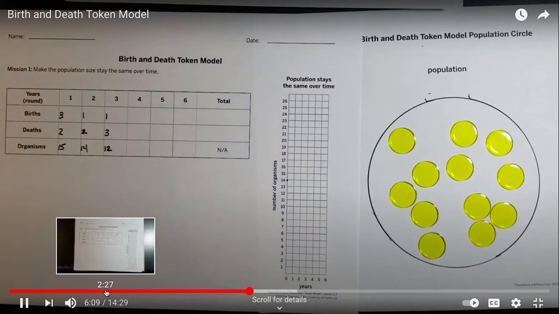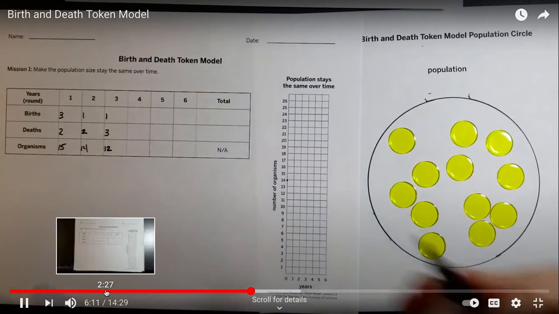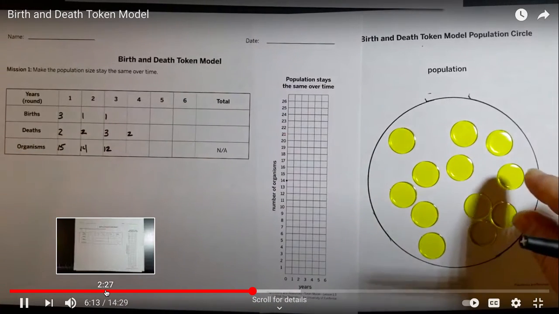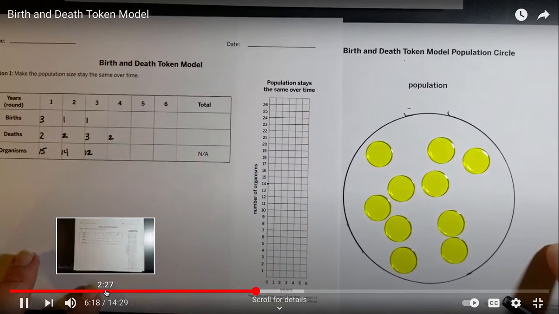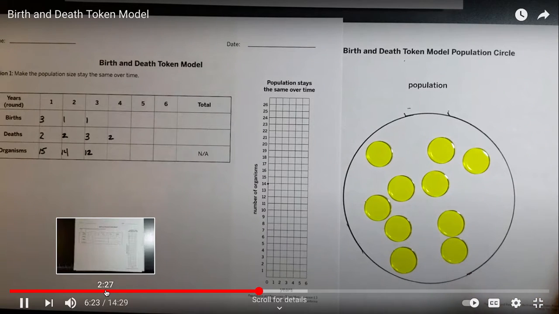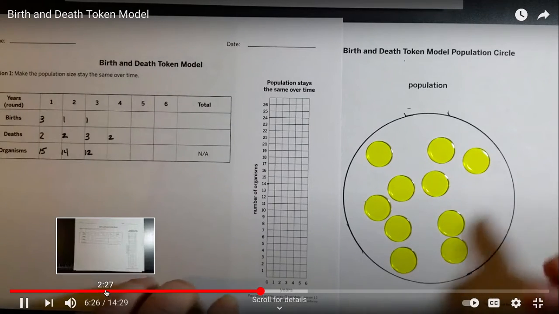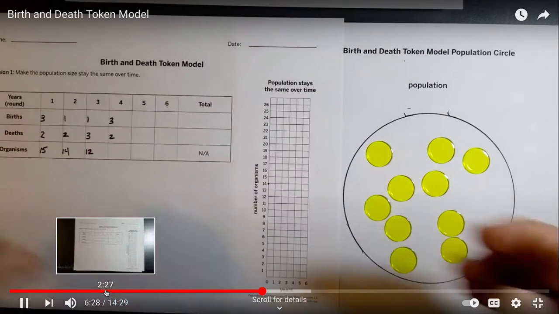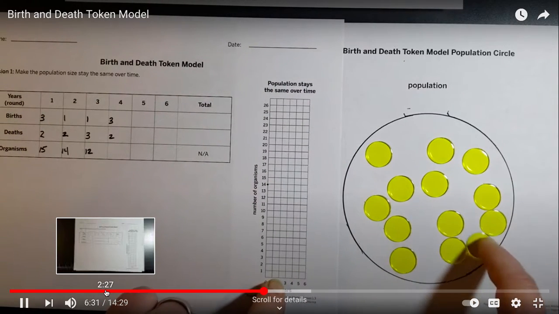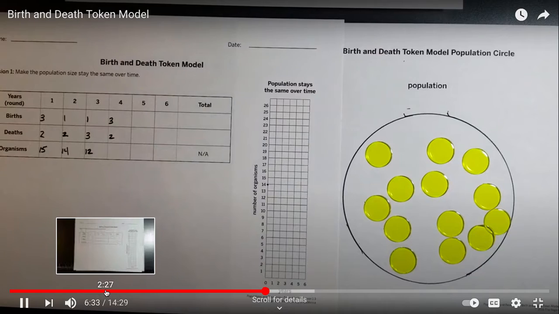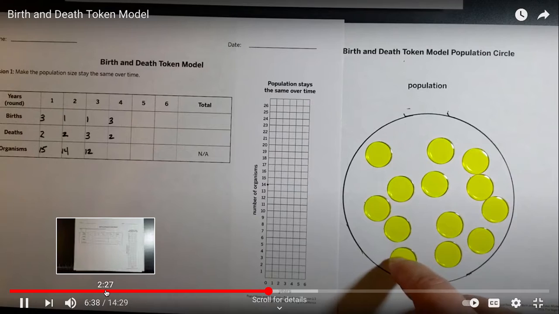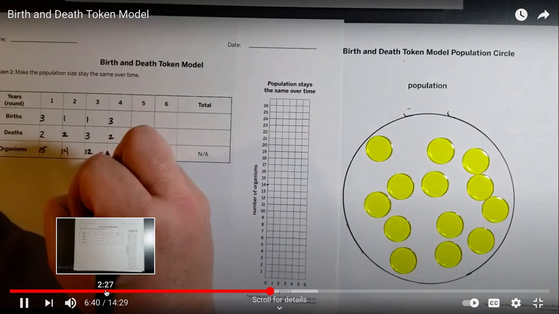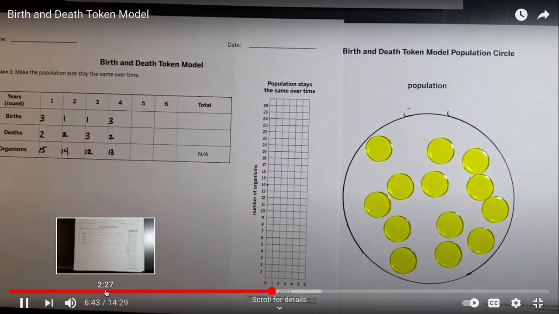Alright, another year goes by, and we'll say there are 2 deaths in our population. Oh, that guy's sliding away on me. And let's see, we'll say there are 3 births. So 2 deaths, and we'll say there's 3 births. So 1, 2, 3 births come on in. Alright, that should give us a new total population. 1, 2, 3, 4, 5, 6, 7, 8, 9, 10, 11, 12, 13. Okie dokie.